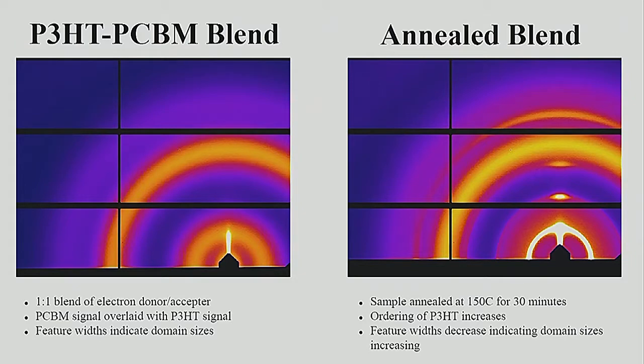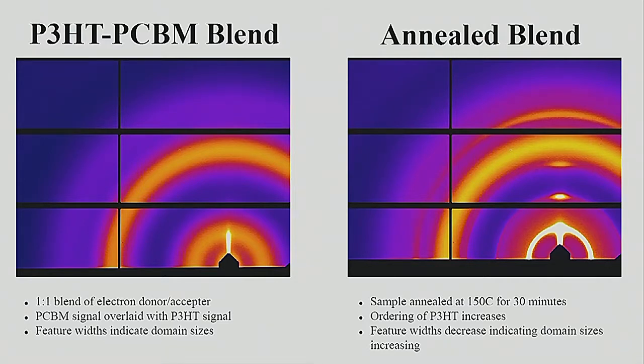When we anneal the sample, at 150 degrees C for 30 minutes, a lot of the features change. We see this recurrence of the P3HT in a smaller dot than before instead of an arc, and so we can imagine that the ordering is getting better with the P3HT. But if we look at the line cuts that correspond to domain sizes of these acceptors and donors, we can see them usually getting smaller and thinner. And so smaller in Q space means larger in real space. And so what that means is the domain sizes are increasing rather than decreasing.